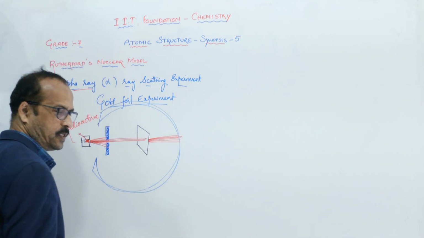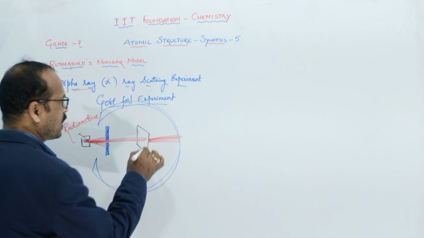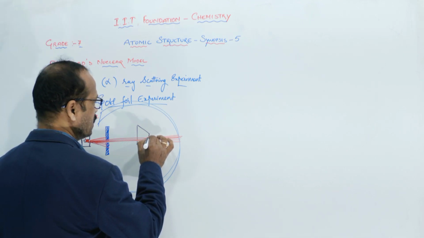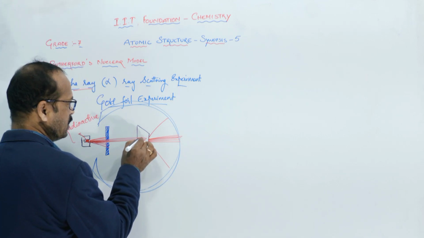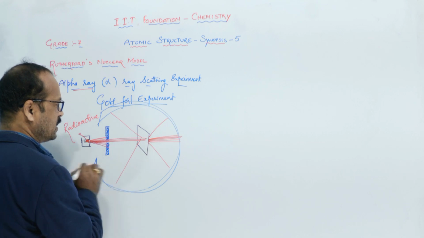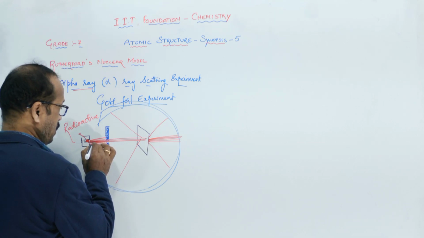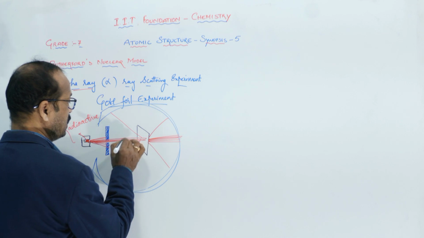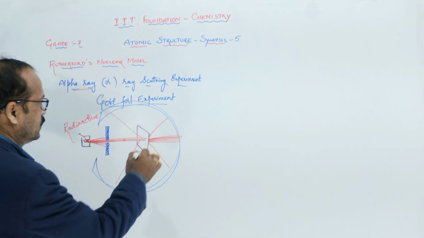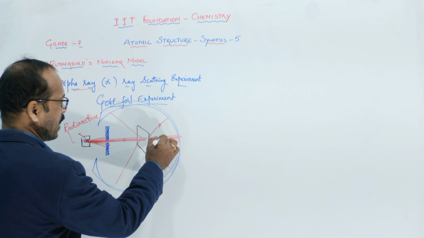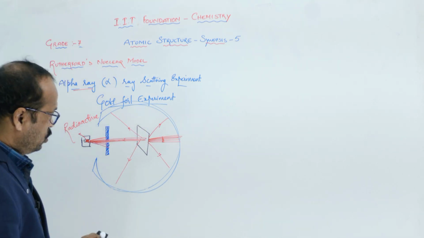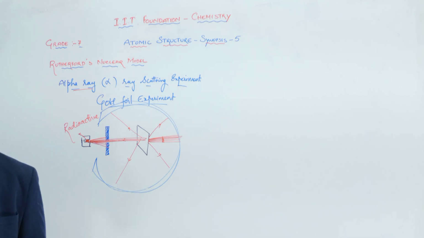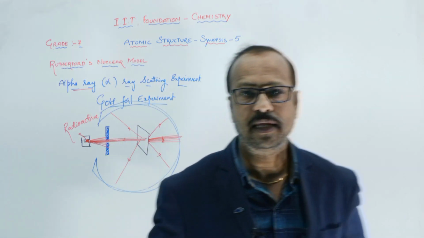Very few particles are deflected also like this, and very few particles deflected more than 90 degrees, and one out of almost 20,000 particles rebounded back also. Rebounded back. So this is the alpha ray scattering experiment.